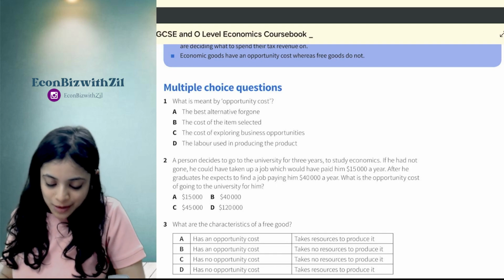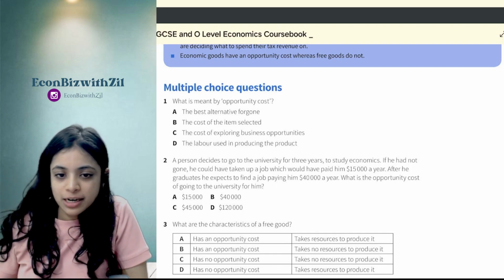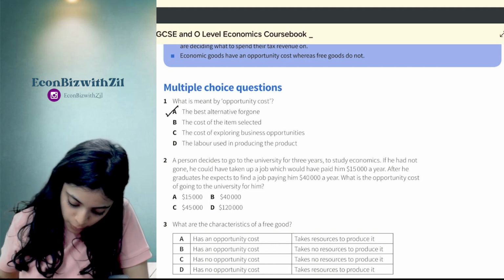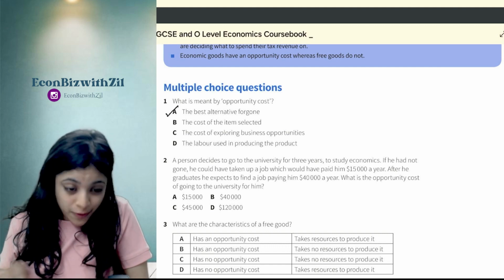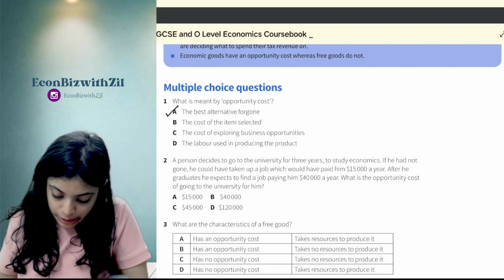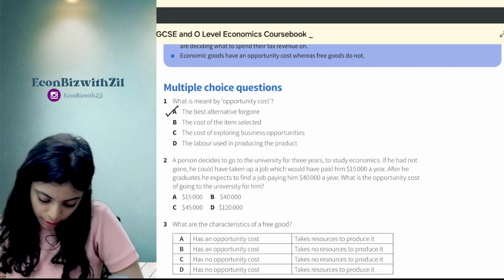Okay, let's look through a few MCQs for this. So what is meant by opportunity cost? Pretty simple. The best alternative foregone. It's not the cost of the item selected. It's not the cost of exploring business opportunities. It's not the labor used in producing the product.